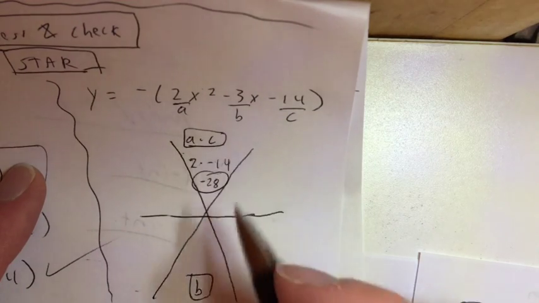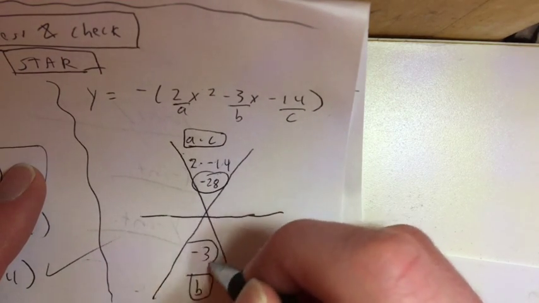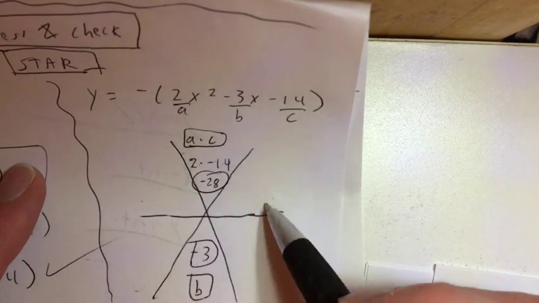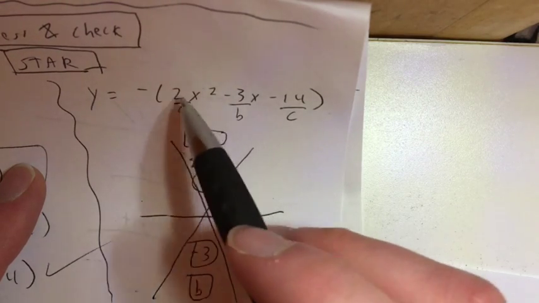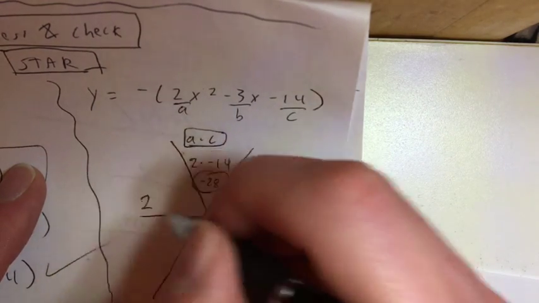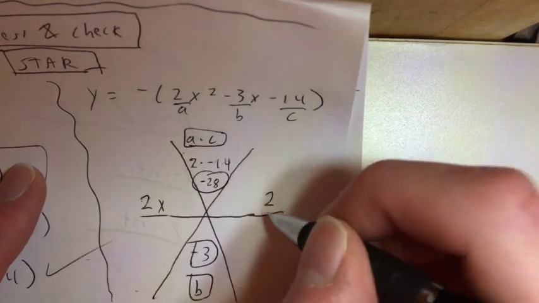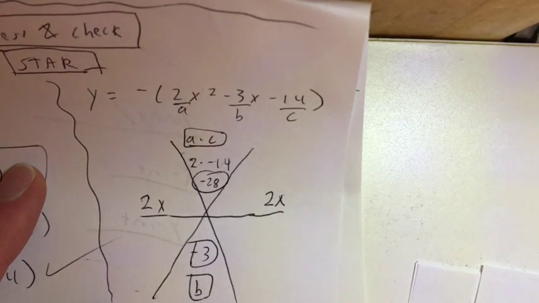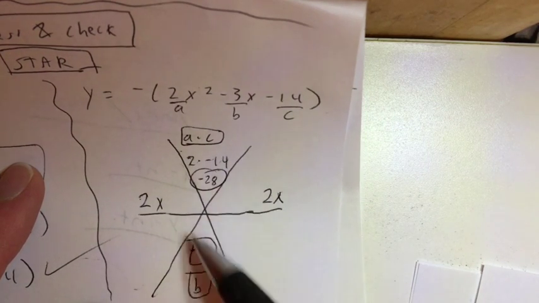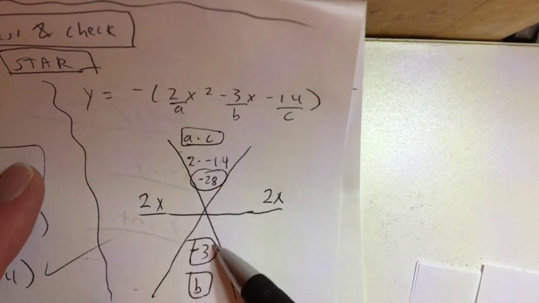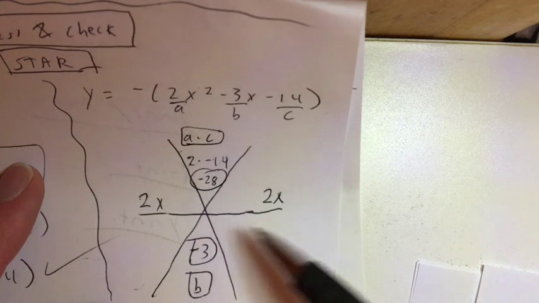And then from there, I'd look at my B. My B is a -3. And remember, what goes off on the sides is whatever my A is with whatever variable I'm dealing with. So 2 on both sides, and also your X is going to go on both sides. Now comes the part where you have to think a little bit harder. You're trying to find some numbers that multiply to get you negative 28, but also add to get you -3.